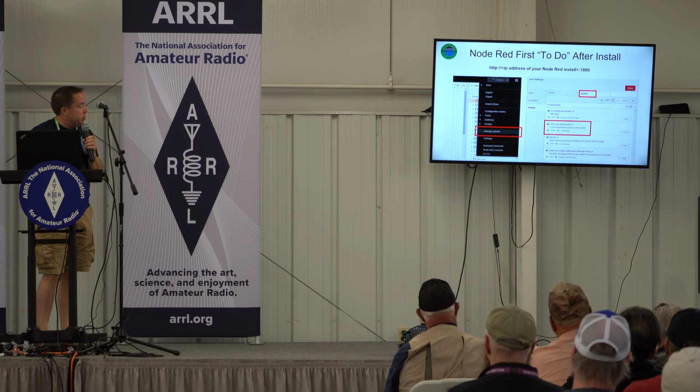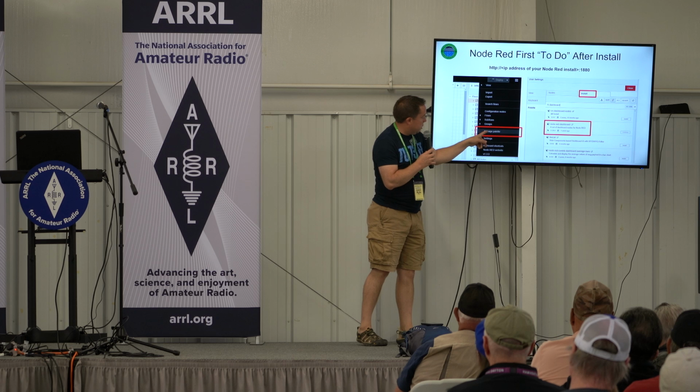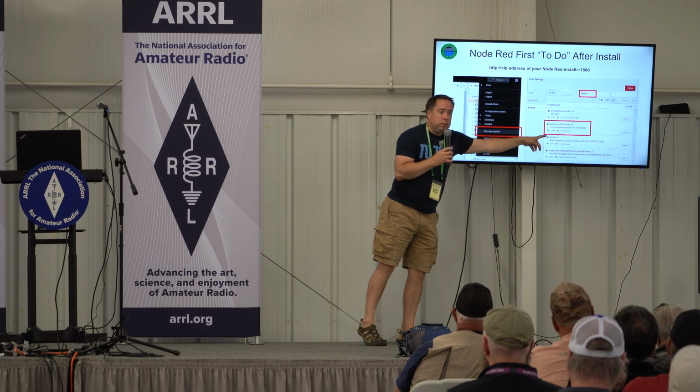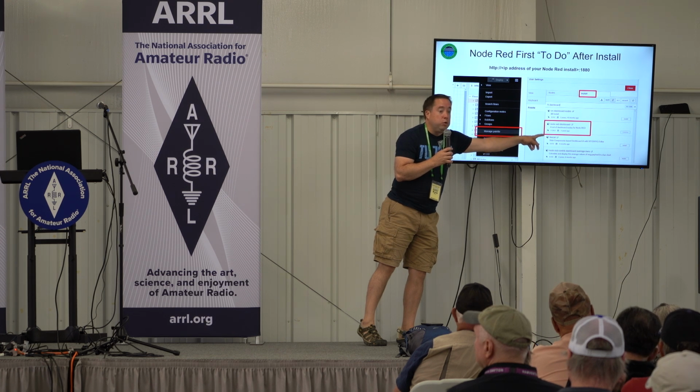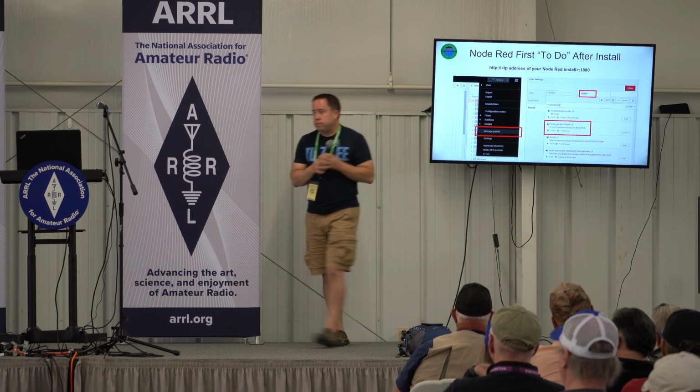Node-RED, first to do after install. Again, go to your hamburger menu in your upper right-hand corner. Come down here to Manage Palette. Type in Dashboard. Node-RED-Dashboard. All of these dashboard nodes do not get installed by default. So whenever you install Node-RED for the first time, you've got to install your dashboard nodes. That's how you do them.